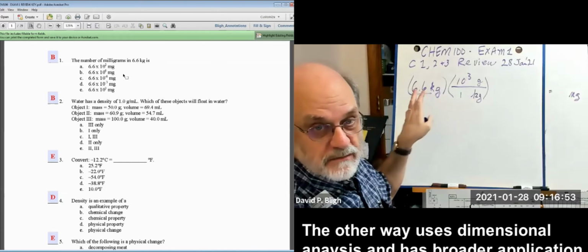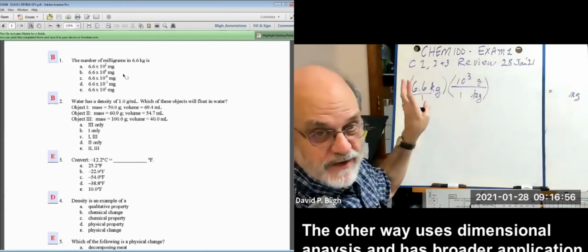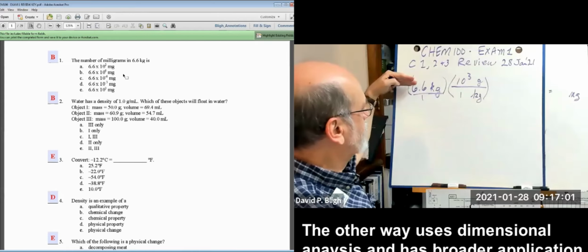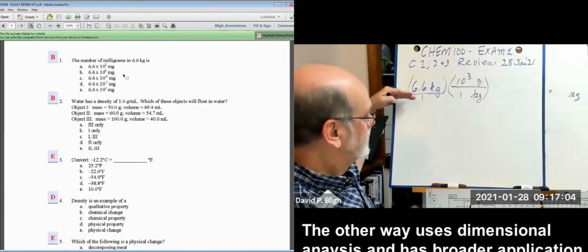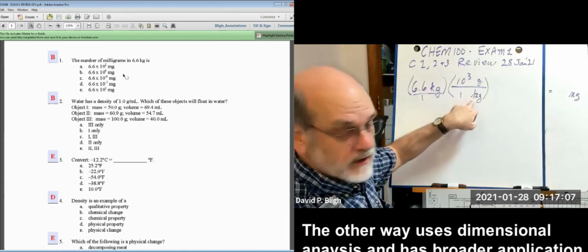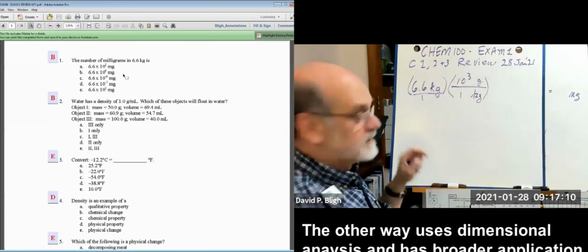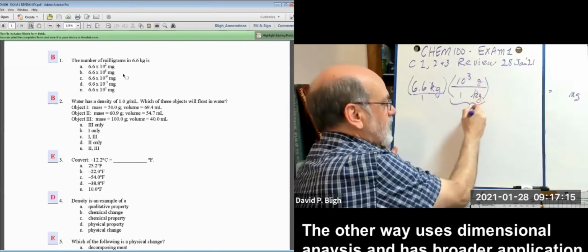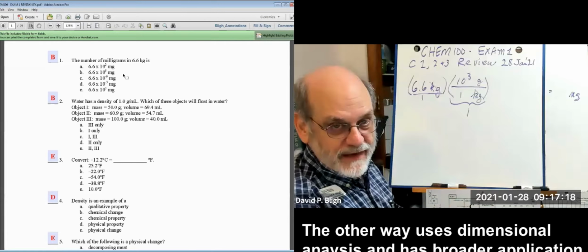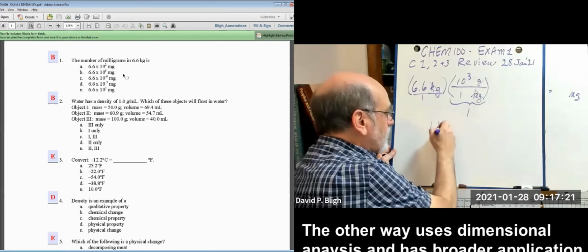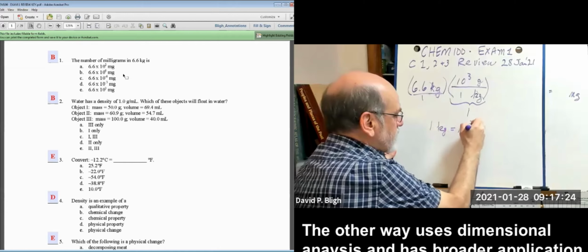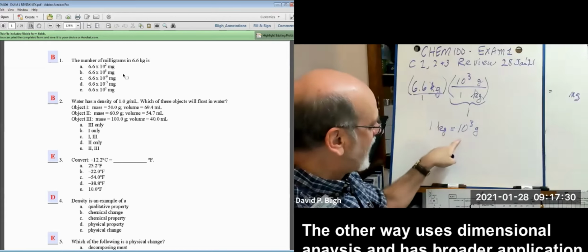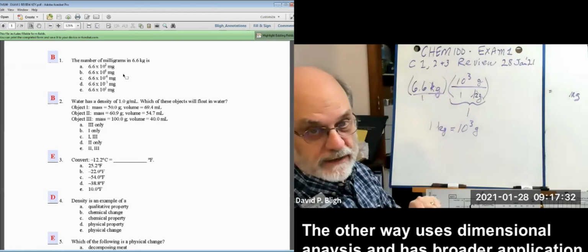Any number sitting by itself is understood to be in the numerator. Right? And so are units of measure. So that's 6.6 kilograms over 1. So if we put kilograms in the denominator here, it's going to cancel, and that leaves us with grams. We just have to be sure that that is equal to 1. And how do we know it's equal to 1? Because 1 kilogram equals 10 to the third grams. That's where we get this conversion factor. If that's equal to that, then this ratio is equal to 1.